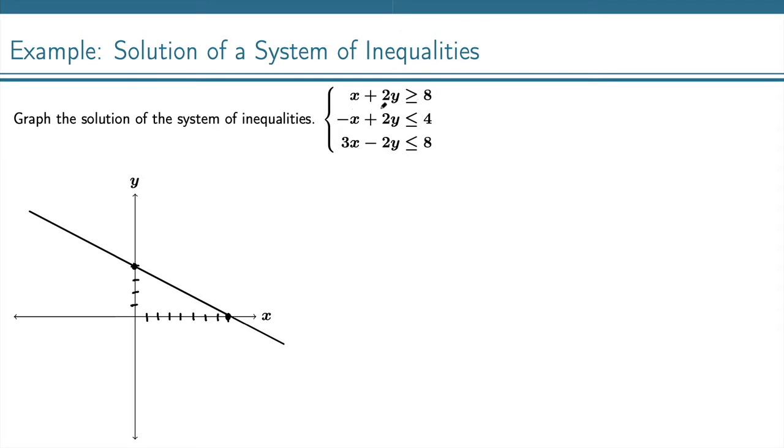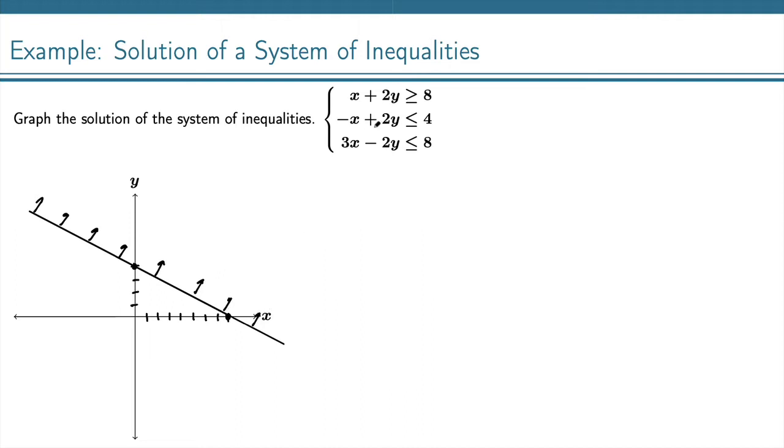As far as which side of this line we have, if you just pick 0, 0 as a test point, 0 plus 0 is not greater than 8. So 0, 0 doesn't work, so we have to be on the other side of this line. So that's up in this direction.